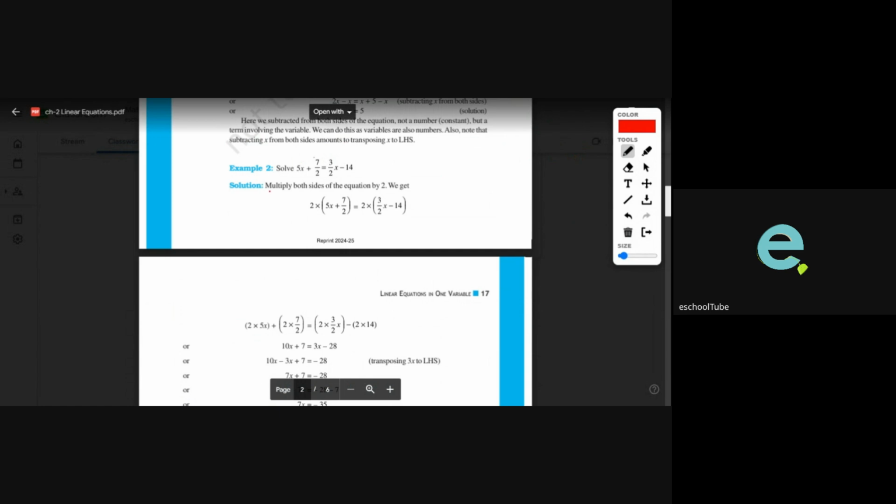For example, multiply both sides by 2. Now why did we multiply both sides by 2? Why are we taking this step? Because here we can see the 2 is in the denominator. On both sides we have 2 in the denominator. If we multiply by 2, we hope that this 2 will get cancelled. So it becomes easier for us.